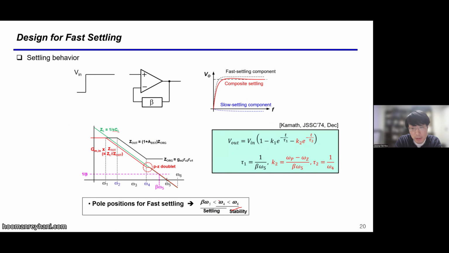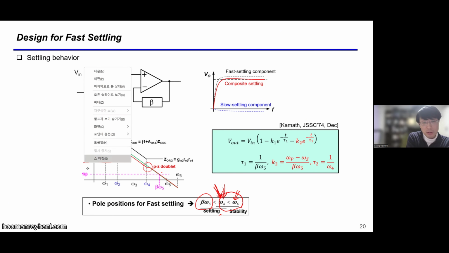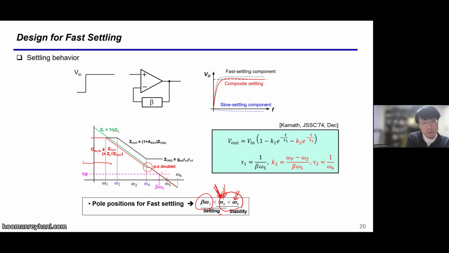So the design requirement now becomes like this. For stability, still the same, right? Unity gain frequency should be lower than the non-dominant pole. For fast settling, doublet frequency should be higher than the unity loop gain frequency. Like if your 1 over beta line is here, then that's okay, because this will be your settling time, right? This is a higher frequency.